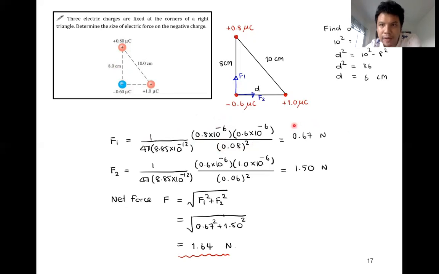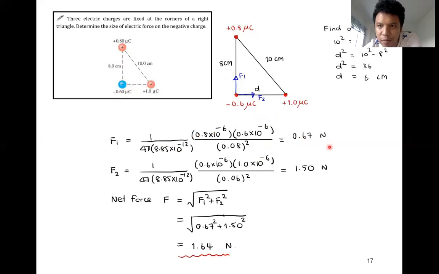What we need to mention also is the direction. The direction of F1 is up, because the negative charge is attracted by the positive charge. So we start with calculating the magnitude of the force first, without considering the negative sign just yet. Then we have the magnitude.